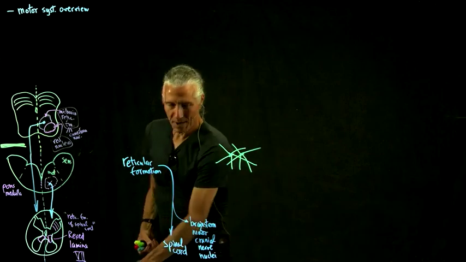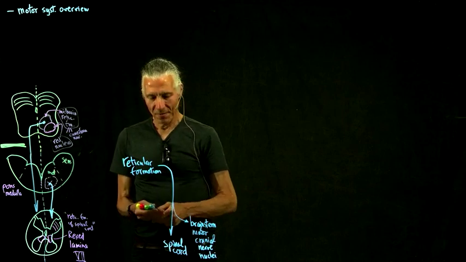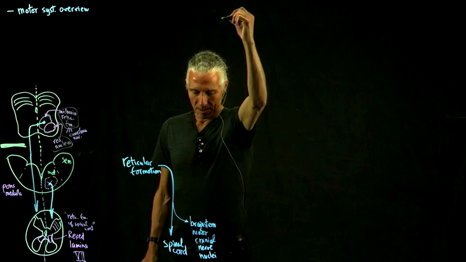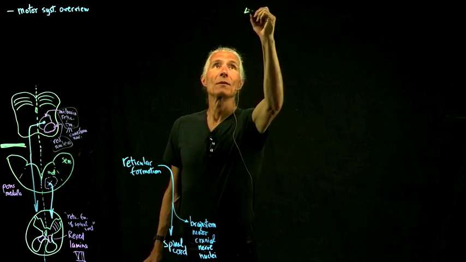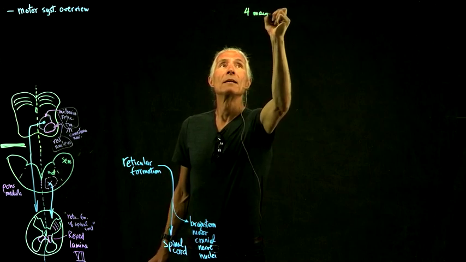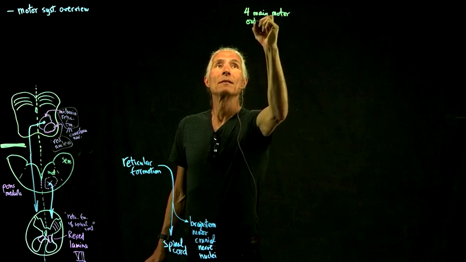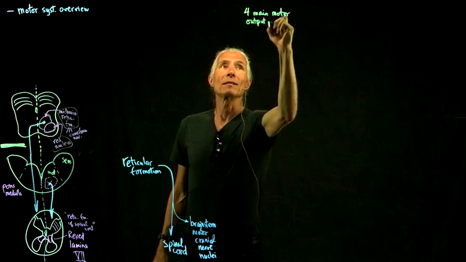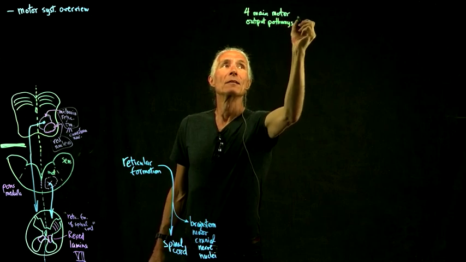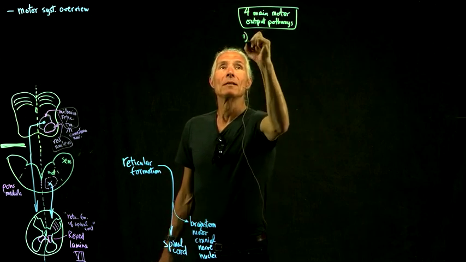And so let's notate all the main parts here. So we got 4 main motor output pathways. And so number 1 is the reticular formation. So number 1 is retic.